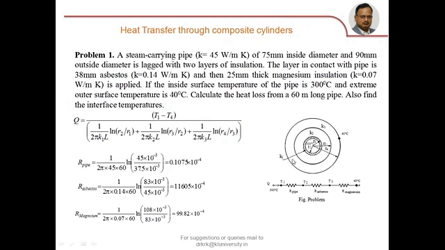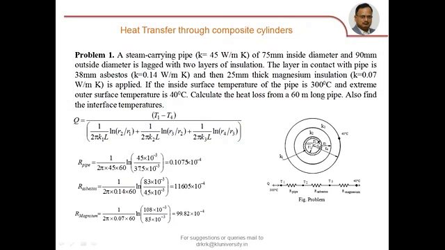The layer in contact with the pipe is 38 mm thick asbestos. So R3 is R2 plus 38 mm, that is 45 plus 38. You can see here 83 mm. And then 25 mm thick magnesium insulation. So R4 is R3 plus 25, that is 83 plus 25, 108 mm.